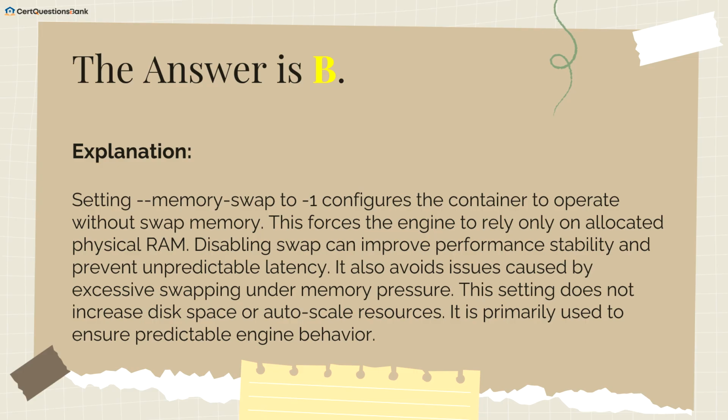Setting memory swap to -1 configures the container to operate without swap memory. This forces the engine to rely only on allocated physical RAM. Disabling swap can improve performance stability and prevent unpredictable latency. It also avoids issues caused by excessive swapping under memory pressure. This setting does not increase disk space or auto-scale resources. It is primarily used to ensure predictable engine behavior.